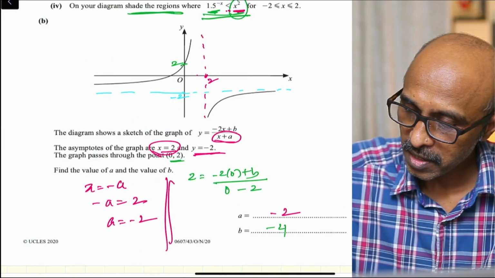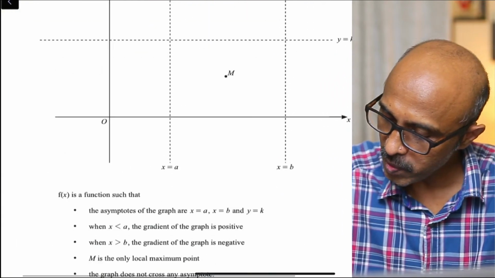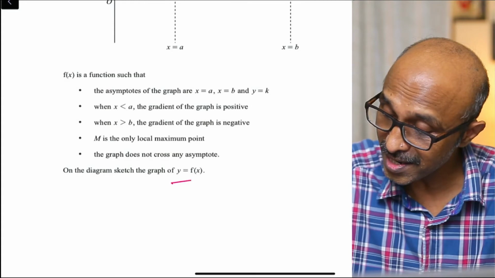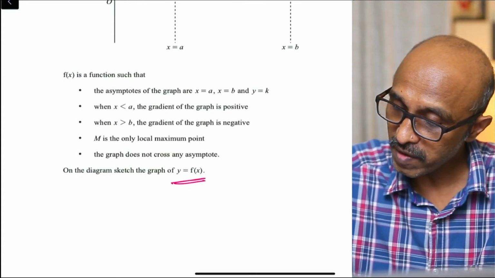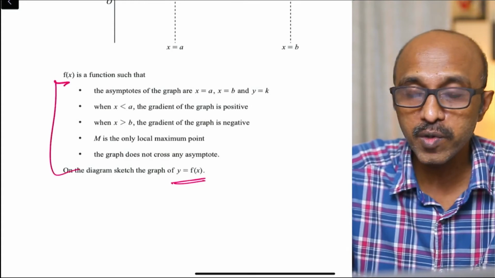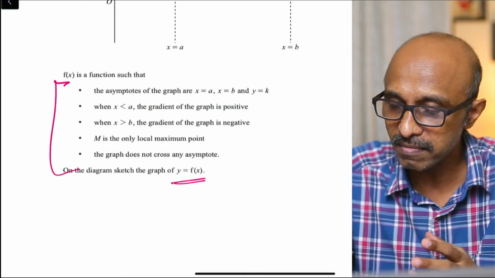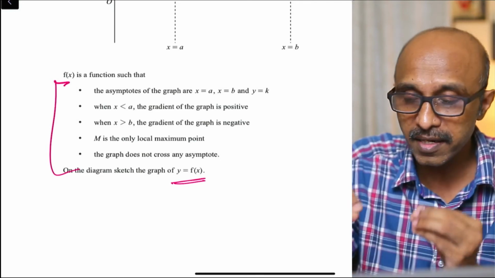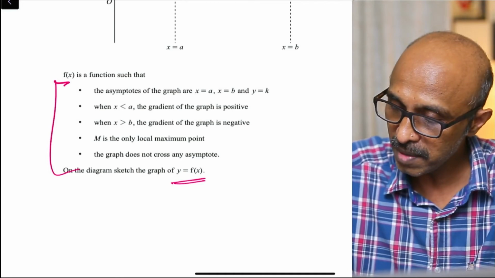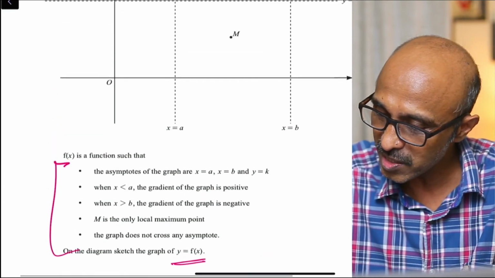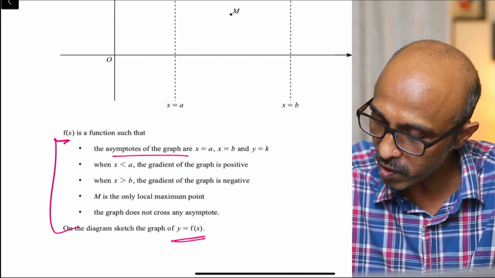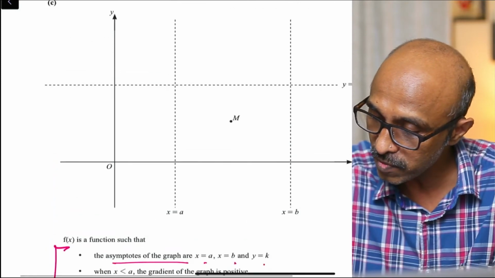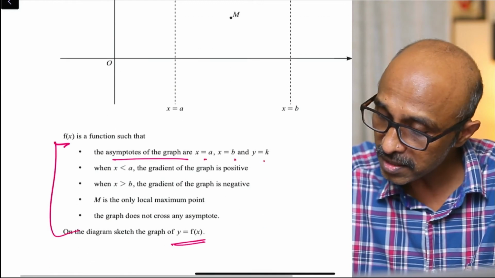All right. Okay, the next part of the question, we have to sketch the graph of a function. This is another function f of x, where they've given us the conditions. Normally they define the function and you use the graphing calculator to sketch the graph and indicate the key features. But this time they have just given you some characteristics of the graph. They said the asymptotes of the graph are at x equals a, x equals b, y equals k, and that's marked here with those dotted lines.